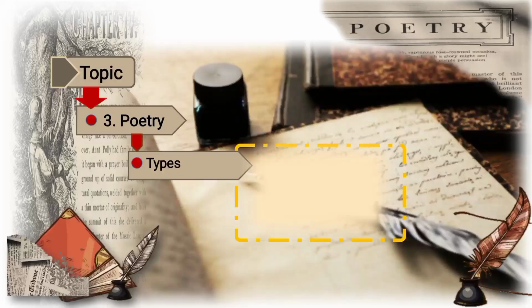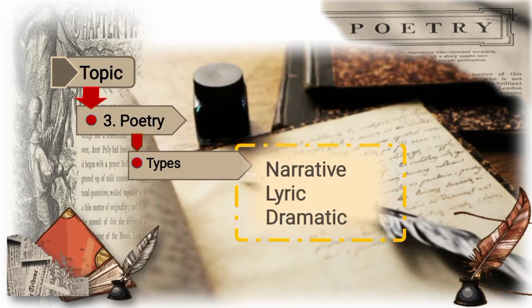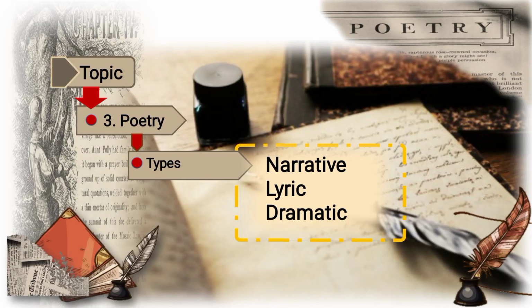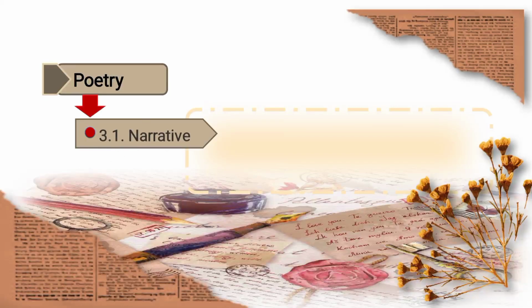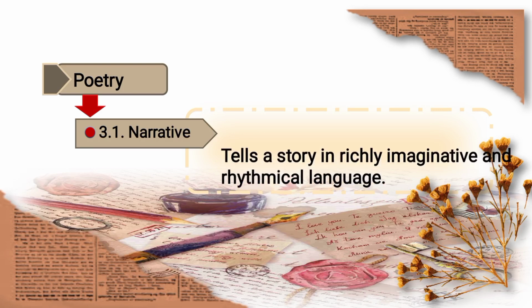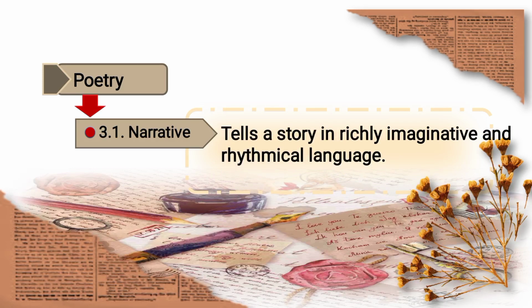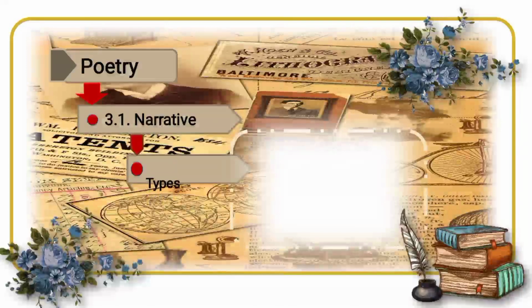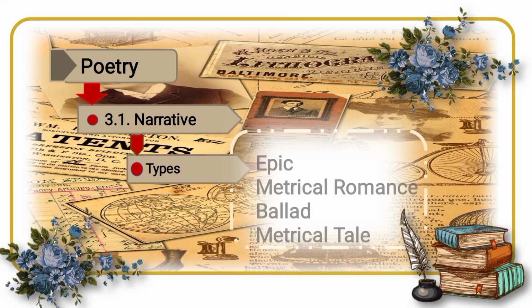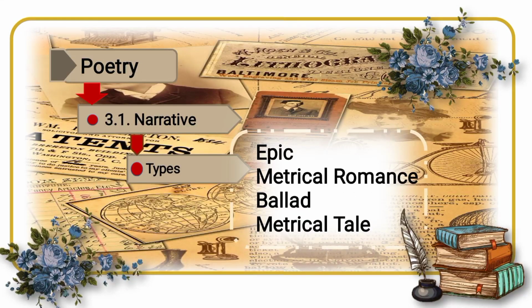So there are three types of poetry. We have the narrative, lyric, and dramatic poetry. First, let's discuss the narrative poetry. It tells a story in richly imaginative and rhythmical language. It is the product of the oral tradition. We have different types of narrative poetry. It includes epic, mythical romance, ballad, and mythical tale.